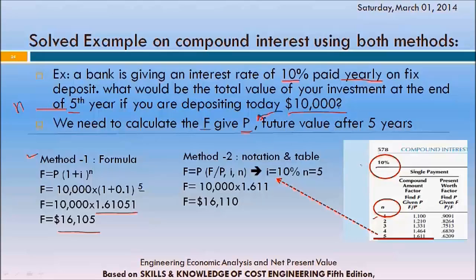Draw a line and pick up the correct factor: 1.611. F equals 10,000 into 1.611. So what did we get? We got 16,110. There is a $5 difference. Why? Because these notation tables are rounded to the third decimal value, so on a big amount you might find a little bit of difference.